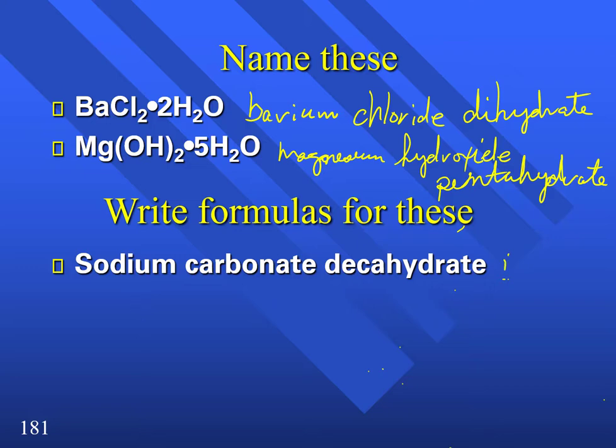Well, sodium is Na. It's a metal, so I have to worry about the fact that it's +1. Carbonate, ATE, polyatomic ion. CO3 with a 2- charge. 1 plus and 2 minus doesn't add up to 0, so it's got to be Na2CO3. So that's sodium carbonate. Now we need decahydrate. Deca. 10. Just almost a decade. 10H2O. Dot 10H2O.